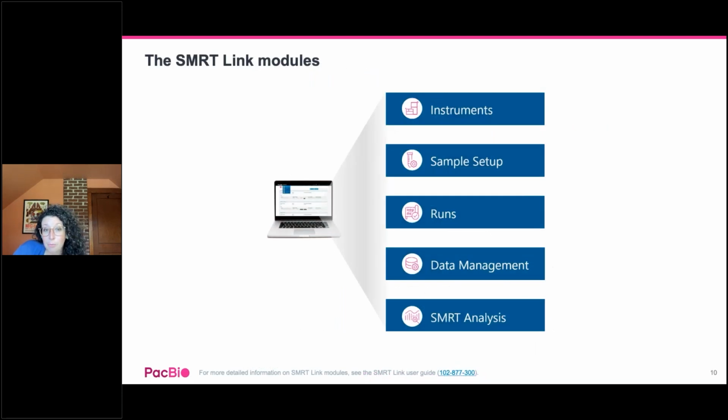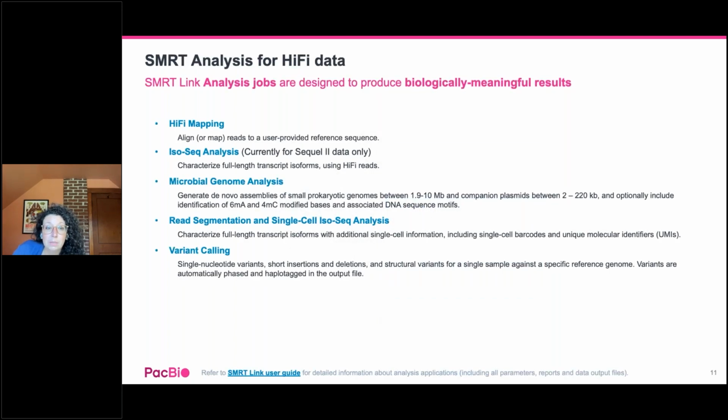The SMRT Link software has many modules for managing your instruments, as I mentioned, sample setup, setting up runs, managing data, and also secondary analysis. I'm not going to go into depth on each of these today, but just so you're familiar with your options, I wanted to mention what's in SMRT Analysis. There are two types of analyses you can perform. One is analysis jobs that are designed to get biologically meaningful results.